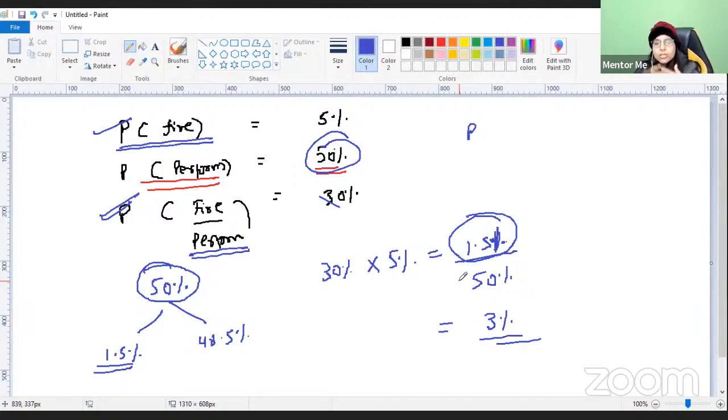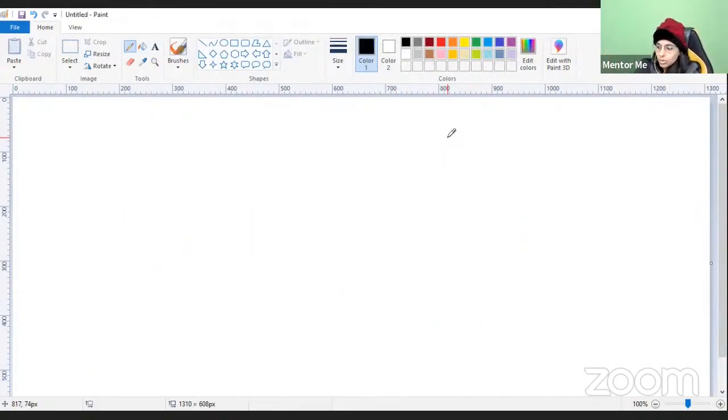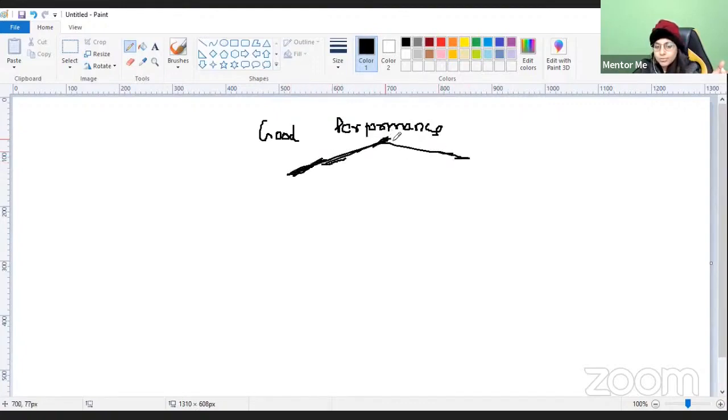We are being asked what is the probability of a CEO being fired given good performance. We took the good performance scenario. That is our total pool. Out of this total pool, people get fired. Now, out of this good performance pool, 50%, this is basically 50% probability of good performance.